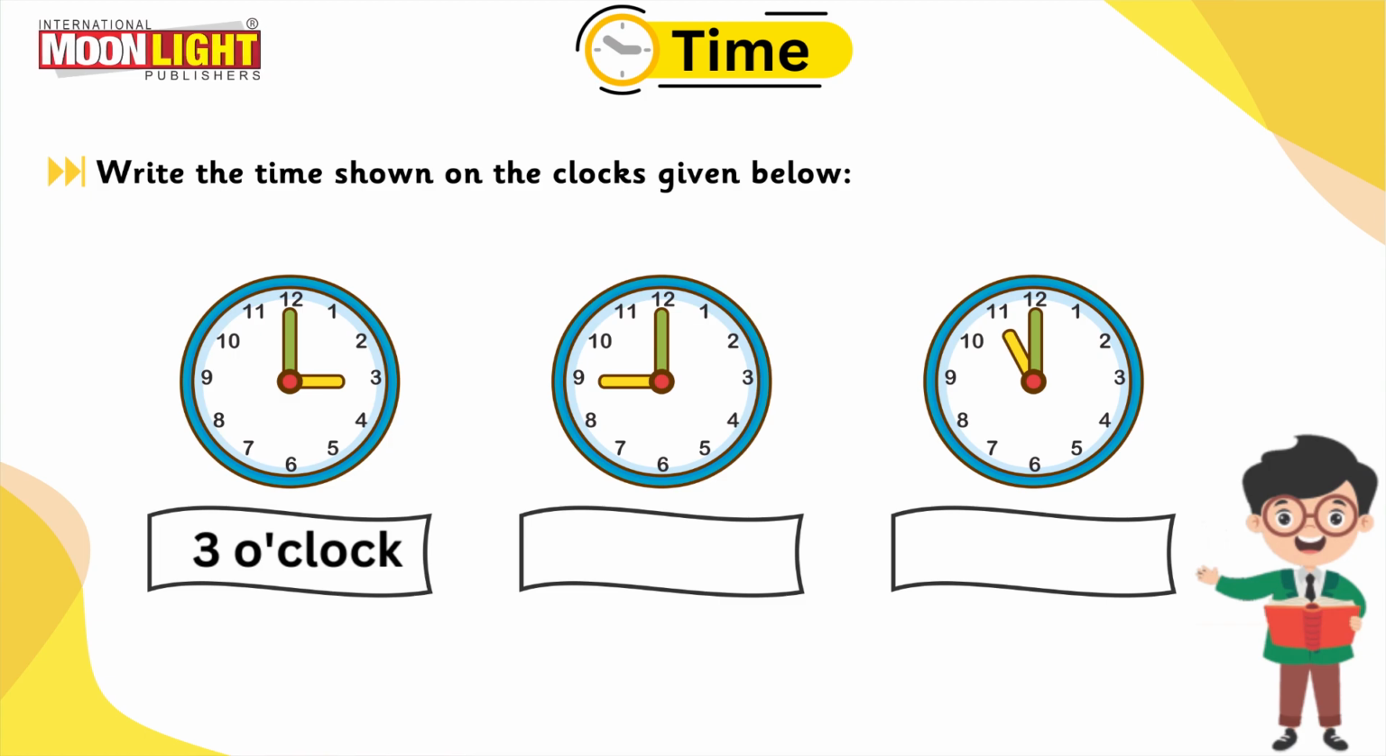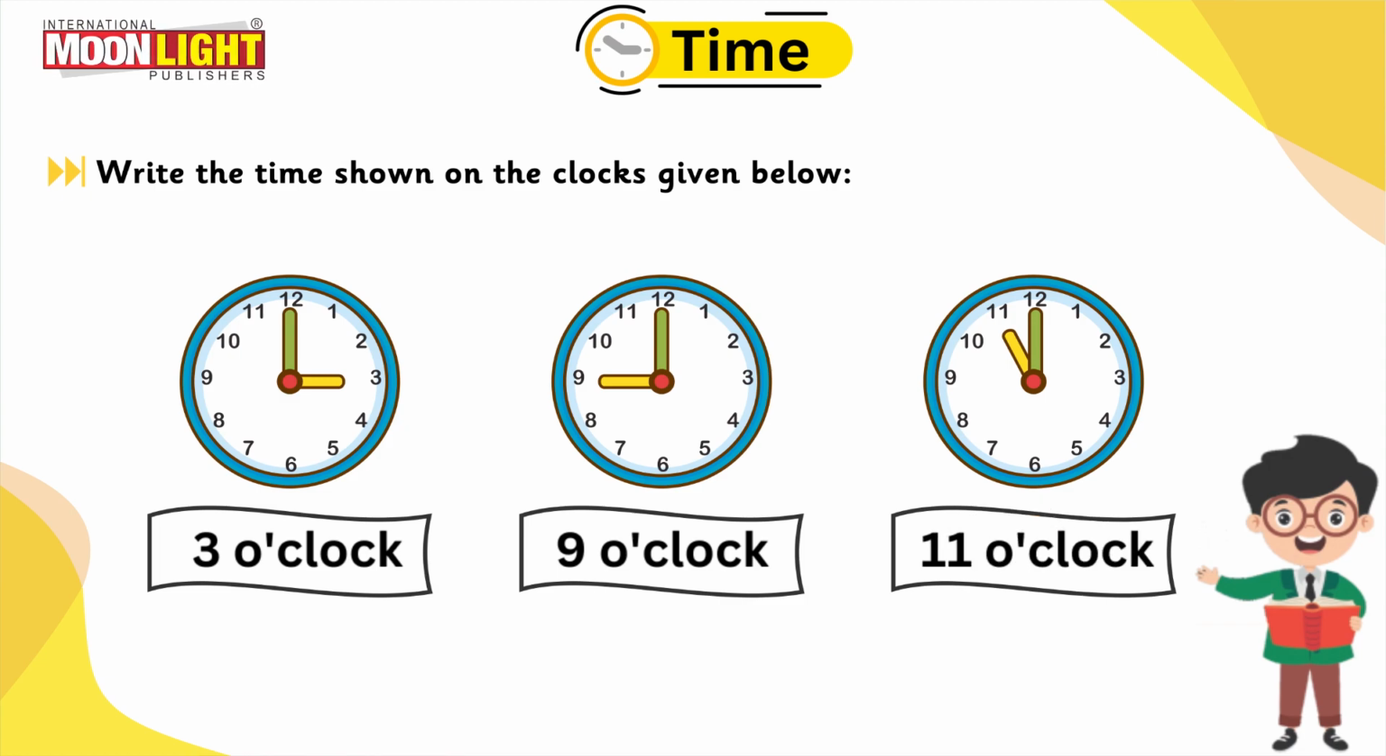So here we have the next clock. The long hand is at 12, so this is exactly the same kind of time. And now the short hand is at 9. So the time is, circle the short hand in your mind, 9 o'clock. Now on this clock the long hand is at 12 and the short hand is at 11. So the time is 11 o'clock. So write it down in this empty box.